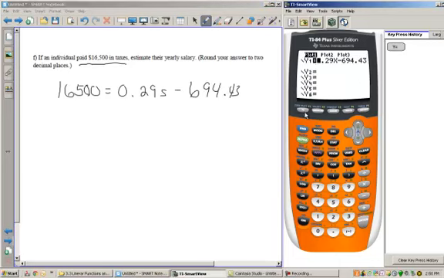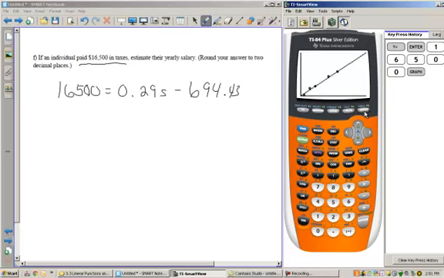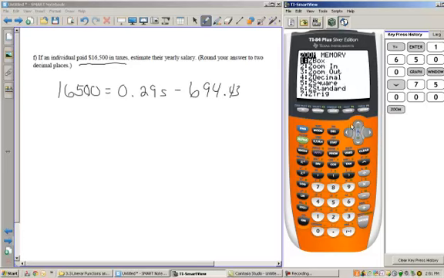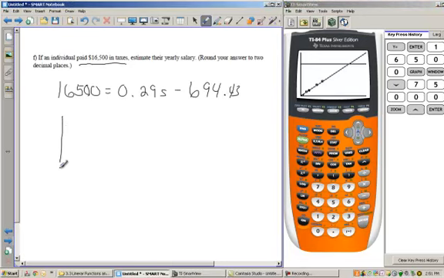So let's do that. Up here, you hit enter. The right's already in there, and so now you just put 16,500 in for Y2. You hit the graph button, and what you notice is you don't see the horizontal line. The problem is that your window is too small. So go back to your window, and we need to make this a little bit bigger. Let's go to 75,000, and then do zoom, zoom fit, and see if we see something now. Here's our line, and there's the 16,500. It crosses right there.